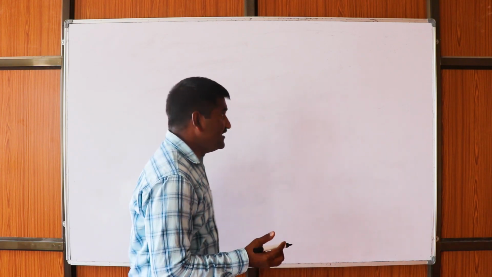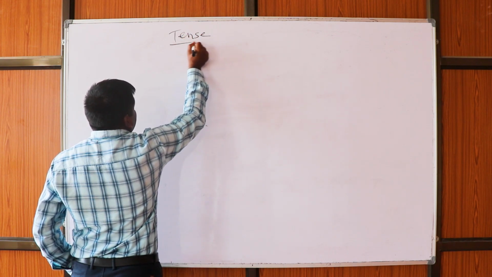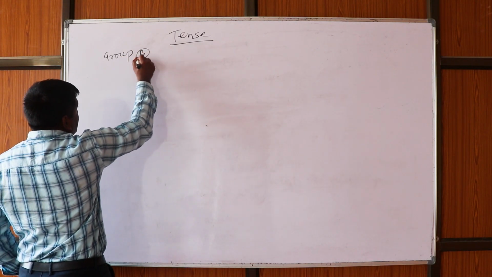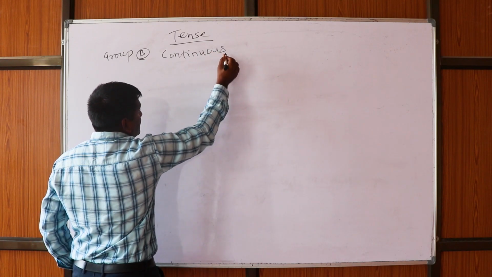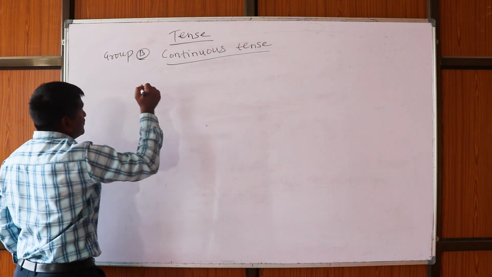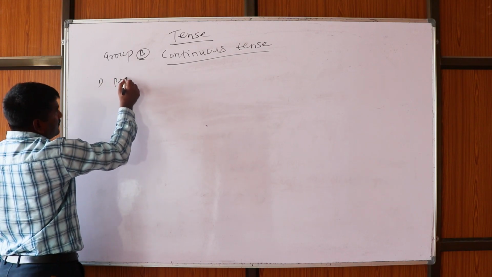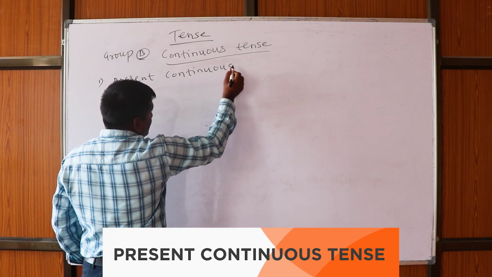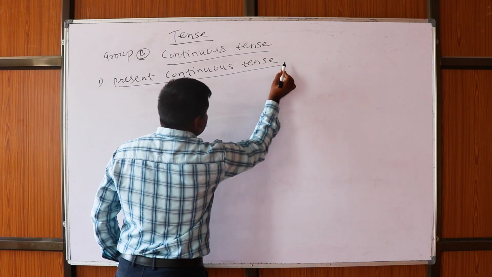So our group B name is continuous tenses. Continuous tenses. Okay. And the first tense in it is present continuous. Present continuous tense we want to understand here.